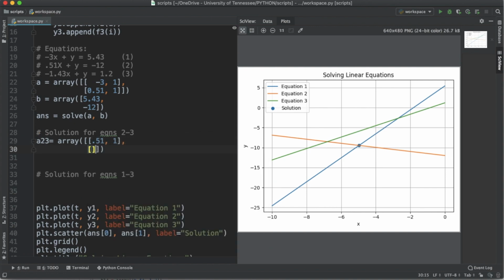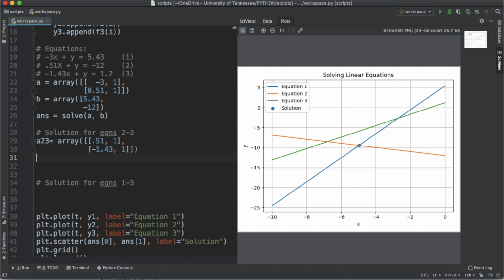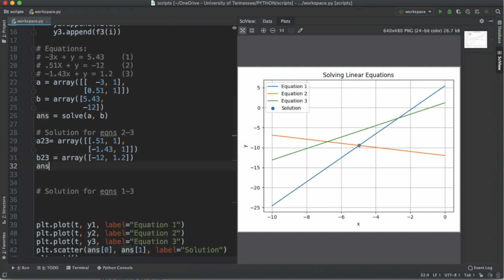Let's add a comma and then add another list of the coefficients from the third equation, so negative 1.43 and 1. The B matrix for 2, 3 is also an array, and it's the constant coefficients from equations 2 and 3, which is negative 12 and 1.2. Let's store the answers in a variable called answer23 equals solve A23 and B23.